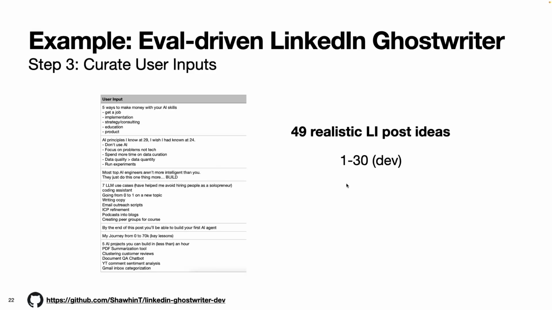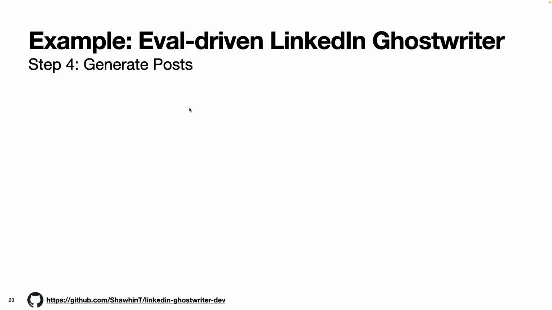The way I split this up is I took the first 30 inputs as the development set. I took the next 10 for the test set, and then I took the final 9 to be part of the training set. And I don't even think I used the full training set for this. Now that we have the realistic inputs, we can use them to generate posts.